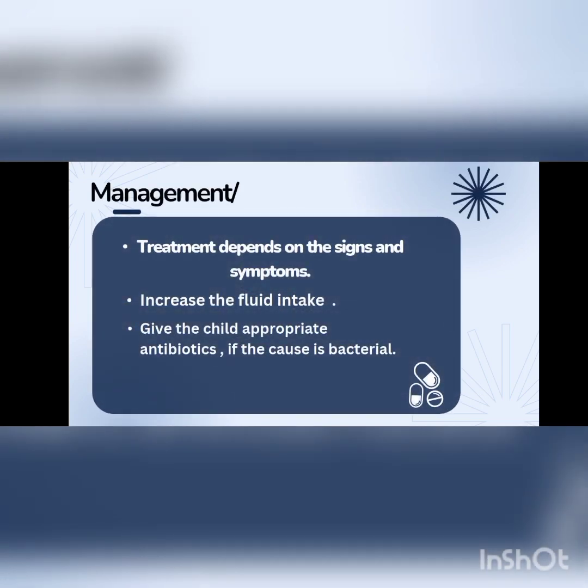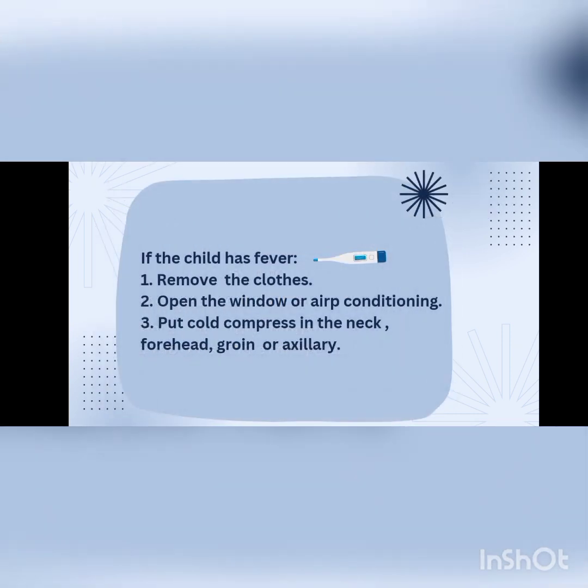How can I manage this disease? Treatment depends on the signs and symptoms. Increase the fluid intake. Give the child appropriate antibiotics if the cause is bacterial. If the child has a fever, remove the clothes, open the window or use air conditioning, and put cold compresses on the neck, forehead, groin, or axilla.